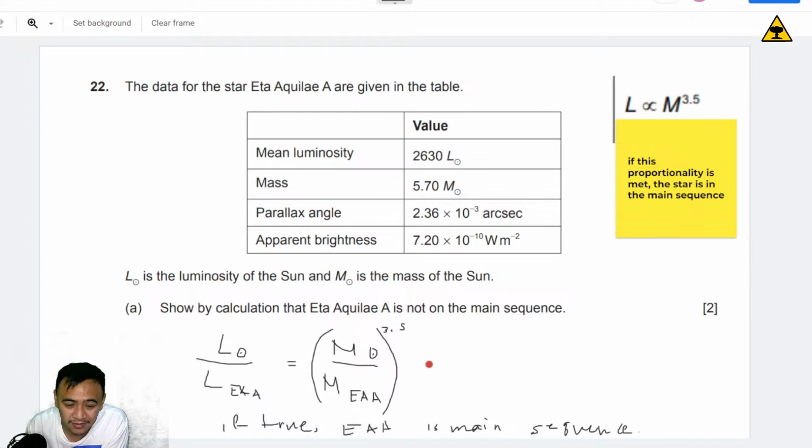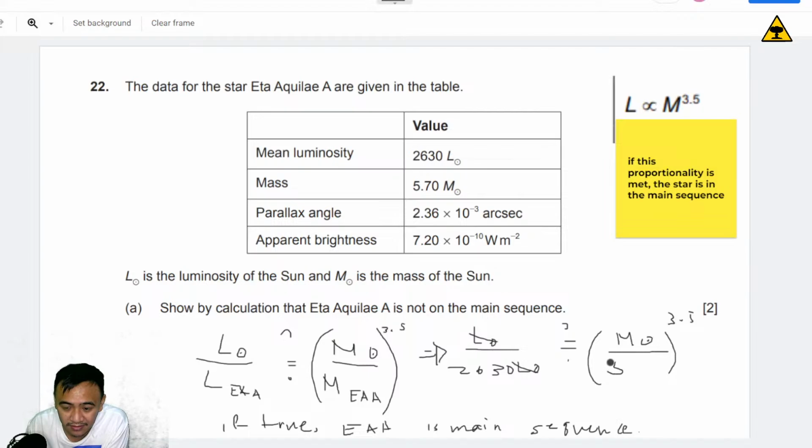So what we do is we get L sun over 2630 L sun, so that cancels out. Is that equal to, I'll just put a question mark, is that equal to the mass of the sun raised to 3.5, divided by the mass of eta Aquilae A, which is 5.7 M sun? So that cancels out as well.